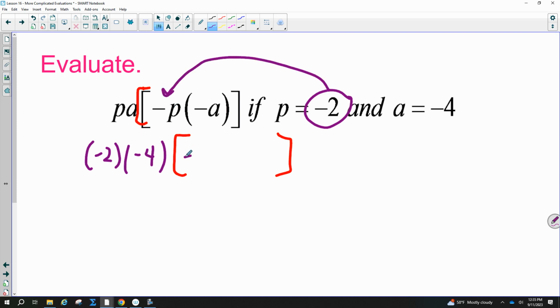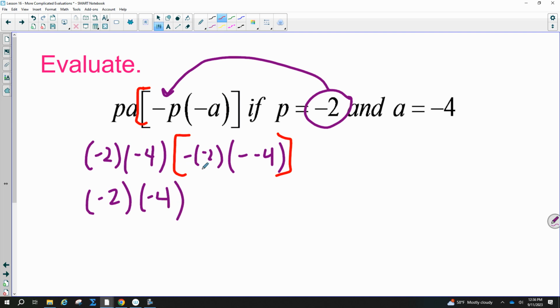Okay, there's a negative in the problem, and we're plugging in negative 2. You could also just put positive 2 right there. Okay, and then for the A, it's the same thing. There's a negative, and I'm plugging in a negative 4, so that's going to become a positive as well. So let's start on my inside most parentheses. And this becomes a positive 2 right here, and this becomes a positive 4.